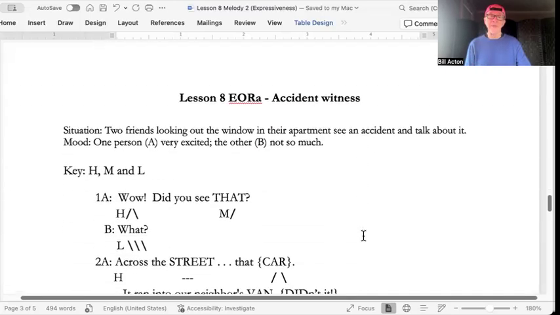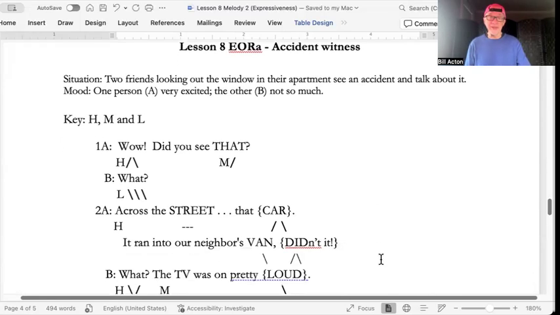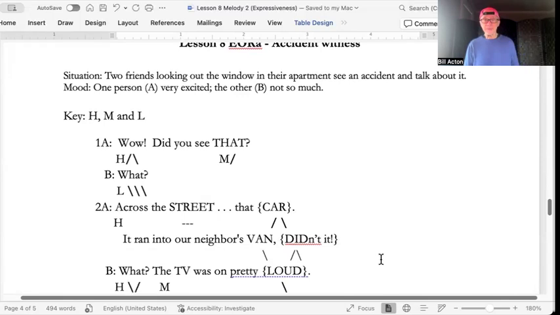All right. Now here's our embodied oral reading. You go through it. You can see how it's written there. We've got an H or M or L. That just tells you whether it's mid, high, mid, or low key. And then the MT4 is with it. So you've got the key and the MT4. So for the first one, it's high key up here.